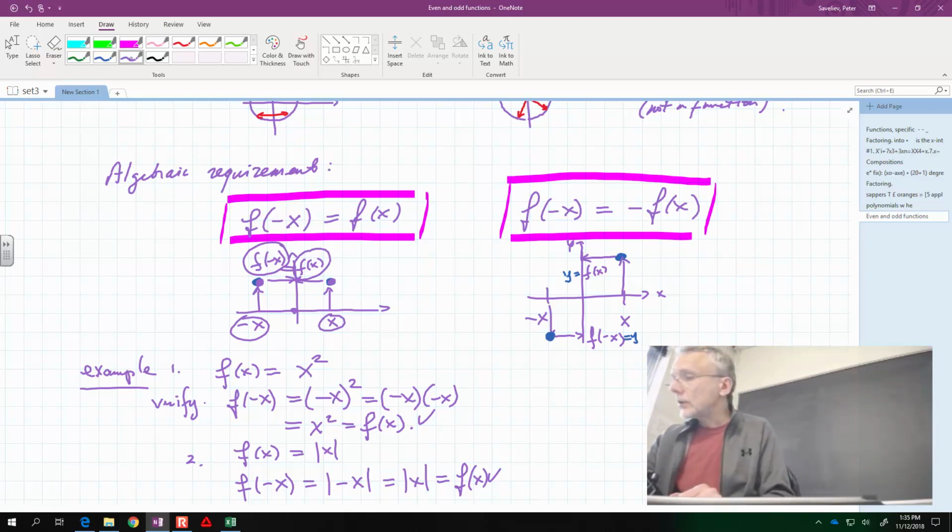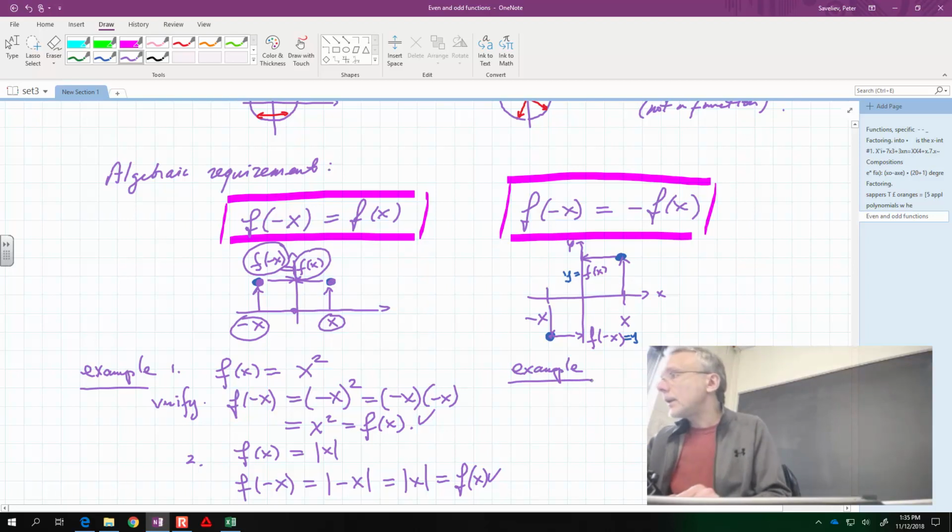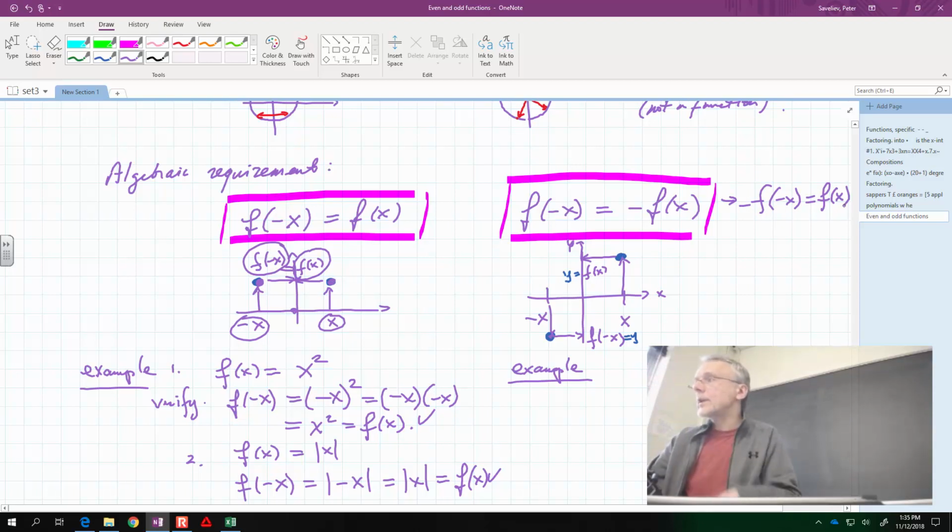Okay, so for example, let me do x cubed. An easier substitute for the formula frequently is negative f of negative x is equal to f of x. Okay, so just pull the negative to the other side, and so negative and negative are supposed to cancel each other somehow in this procedure. So yeah, let me take x cubed.